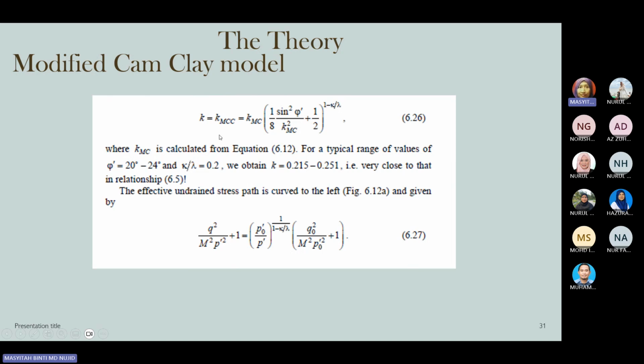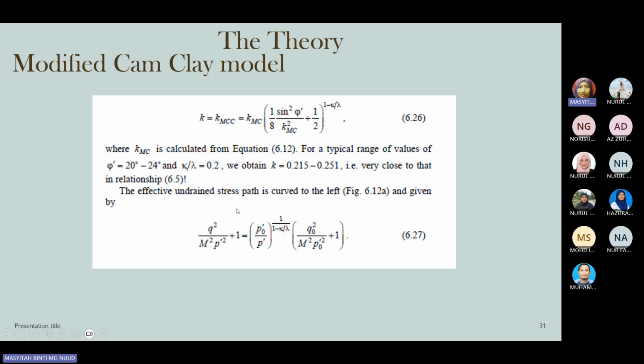Okay, the K, what is the K? K can be found from here, where the KMC is calculated from equation 6.12, and the typical range value according to the effective phi, and also this ratio between kappa and lambda. So we can have K equal to 0.215 to 0.251.